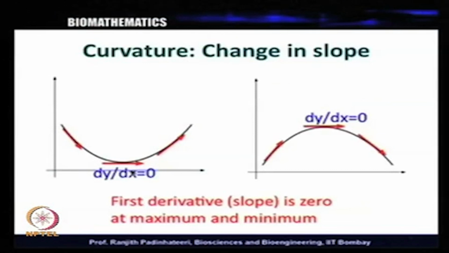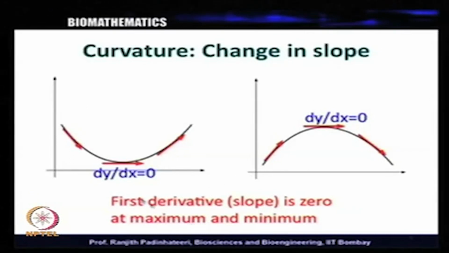Now let us look at the next slide. Here we combine what we learned in the last lecture. Curvature is change in slope, and at this minimum, dy by dx is 0 at this particular point. You draw a line which is touching this minimum point. This is called a tangent. You can draw a line which just touches only this point, and the slope of that will be 0. Again, here also you can draw a tangent, a straight line which touches only the maximum point, and that will have a slope equal to 0. So, the slope at this particular point is 0.